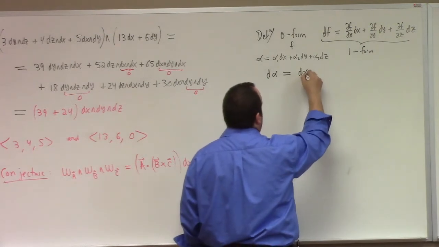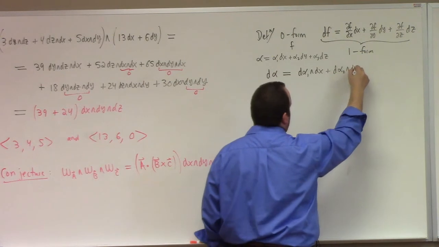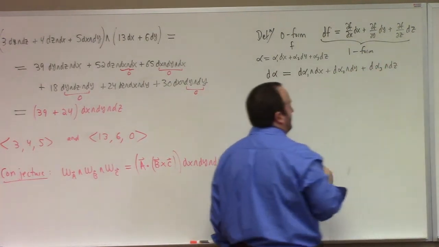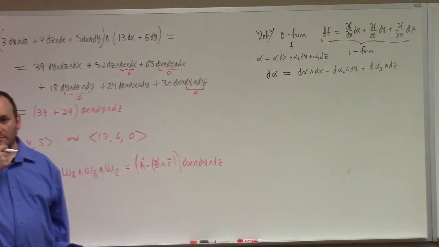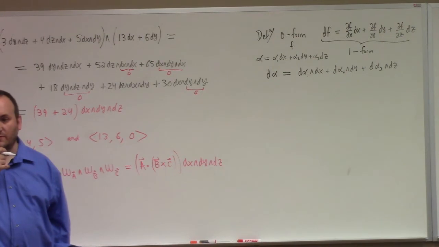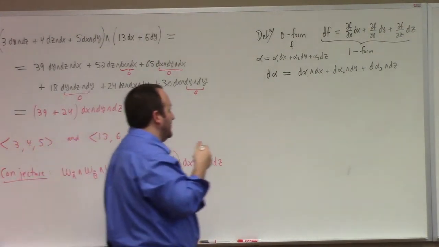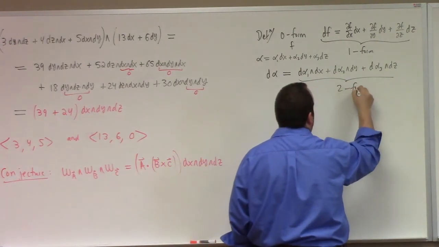It's going to be d alpha 1 wedge dx plus d alpha 2 wedge dy plus d alpha 3 wedge dz. And that's going to be the way we get a 2 form from a 1 form. And if you can do this once, you can do it twice, you can do it a third time, right?